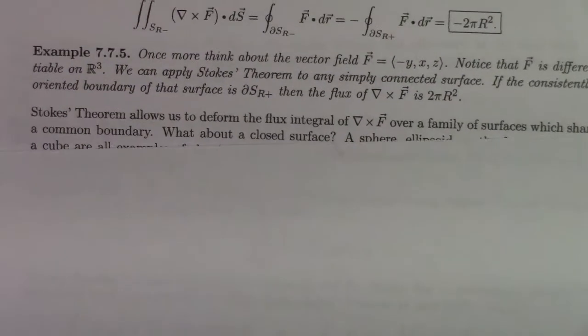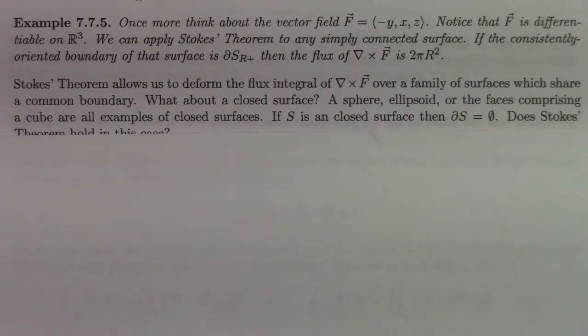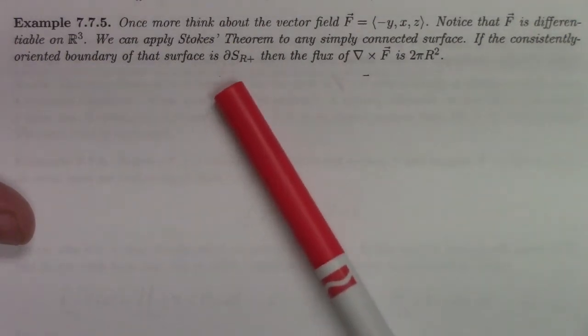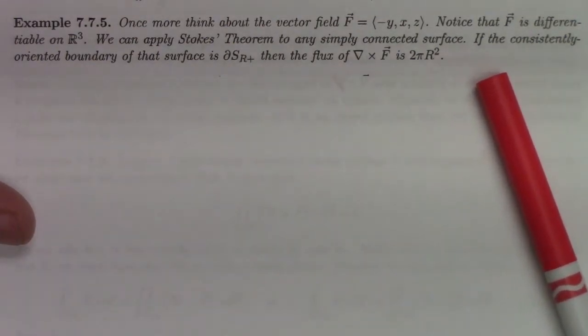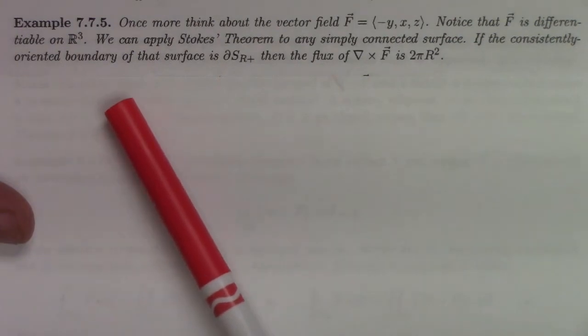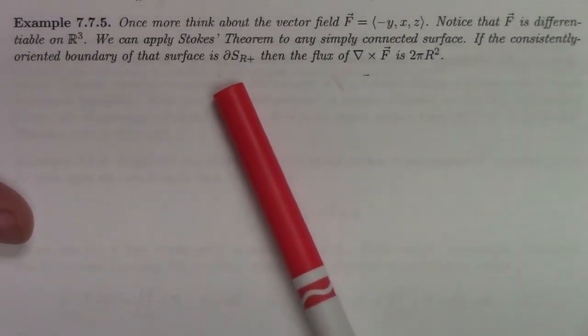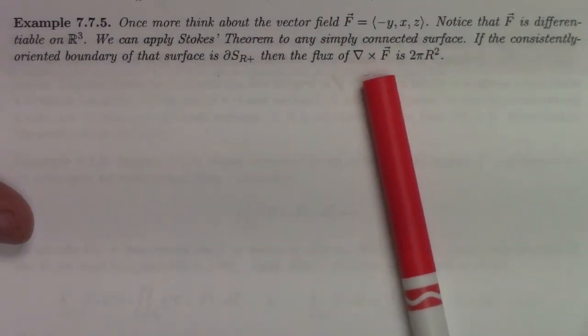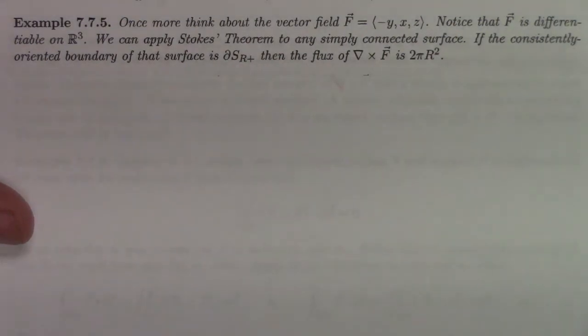And once more, let's see what this next example is about. I will eventually get it in frame. Once more, think about the vector field (-y, x, z). Since f is differentiable in R3, we can apply Stokes' theorem to any simply connected surface. And if that consistently oriented boundary is the boundary of S_R plus, then the flux of the curl is 2 pi r squared.